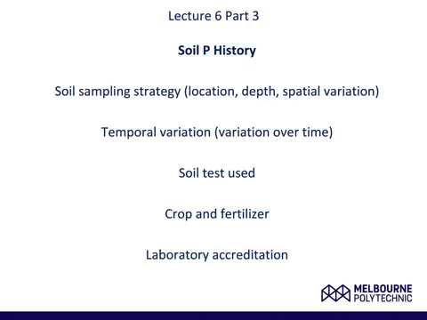When you are considering future soil P management, it is always good to have a good historical record. Historically, the following is good to include in your records. The soil sample strategy, that is, where did you take the soils from, what depth did you select, and what spatial variation are you able to determine from your soil sampling? Do you have one sample or many from a paddock, for example? Your temporal variation, how is your P varying over time? When you're looking at this, you need to consider what crops were grown and how much fertilizer with respect to P was added each season.